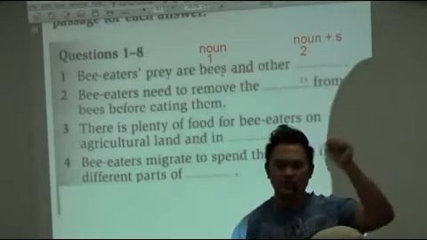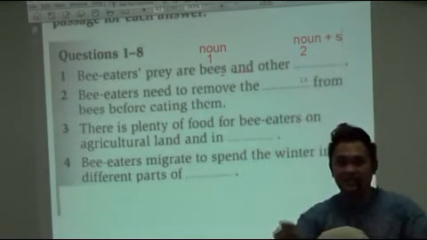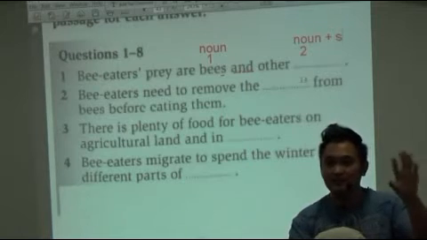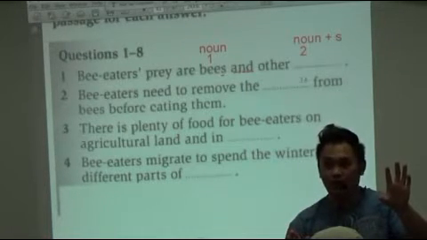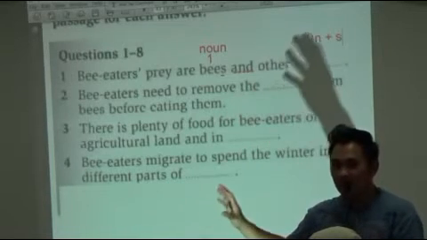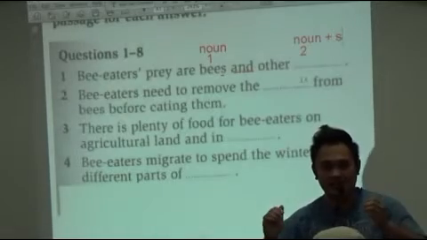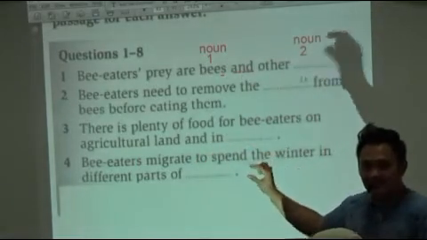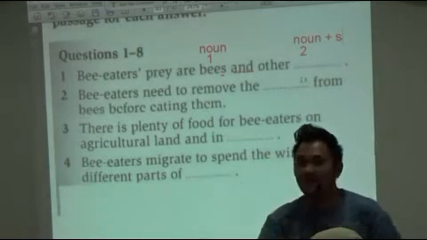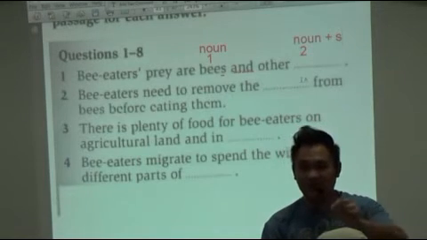John, I have a question. If I read the noun in the passage and there's no S, should I just copy? No. In summary, your sentence must be grammatically correct. What does that mean? Bees and other S. Your job is to put S, even though in the reading, there's no S. Understand? You have to put that.